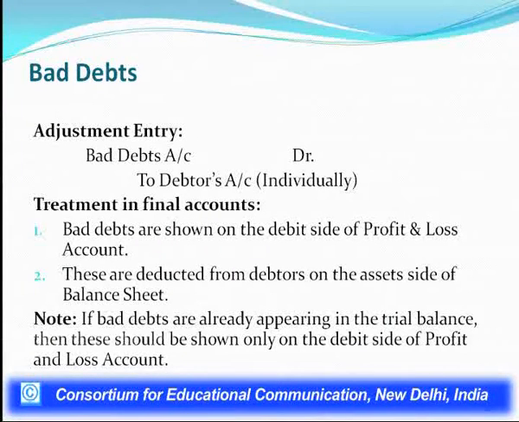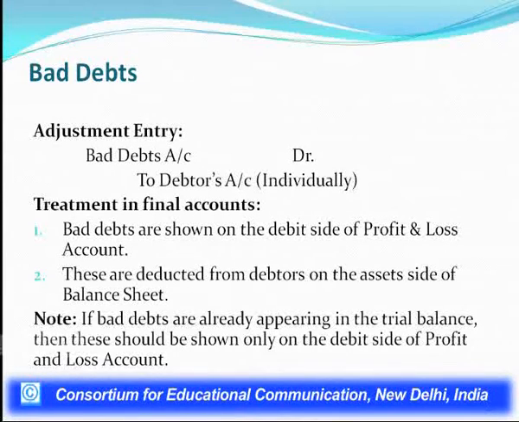So we need to pass an entry for this, that is bad debts account debit to debtors account. Debtors account individually, that individual debtor's account shall be credited. So this entry is passed when we are sure, we are confirmed that the amount has become irrecoverable.